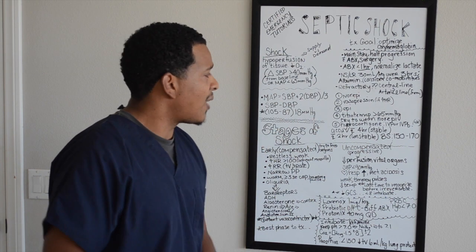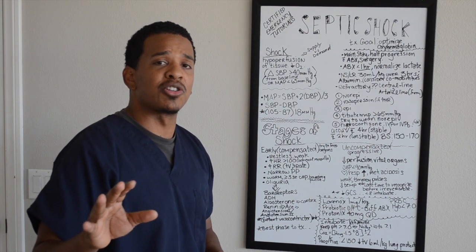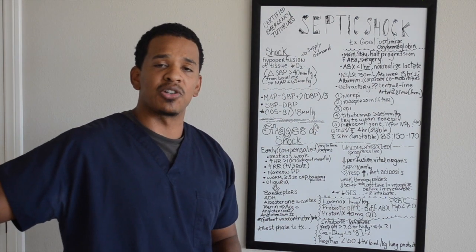Okay, so how to calculate a MAP? You take the systolic blood pressure, you add 2 times the diastolic blood pressure and divide that by 3.